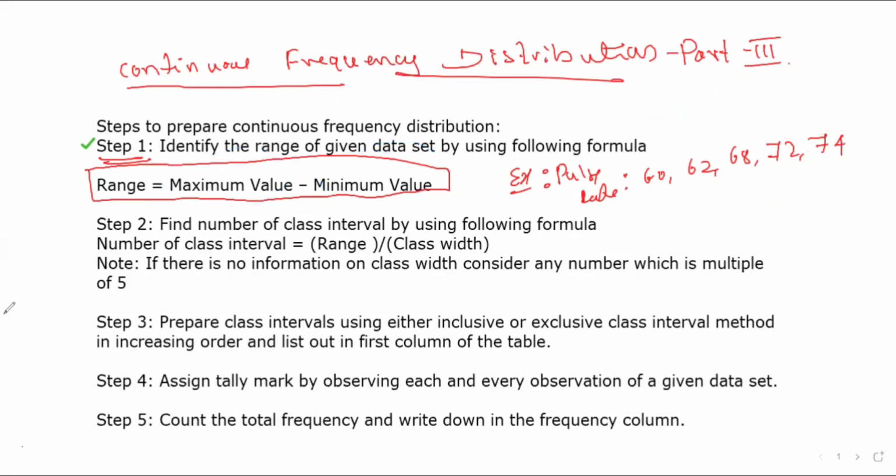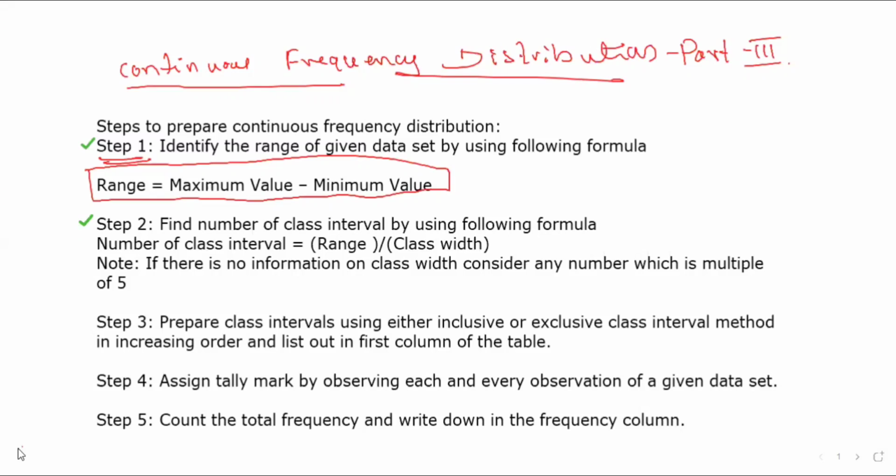The second step is to find the number of class intervals by using the following formula. I already told you, continuous frequency distribution means we have class intervals as well as frequencies along with their tally marks, right? That is what the continuous frequency distribution is.